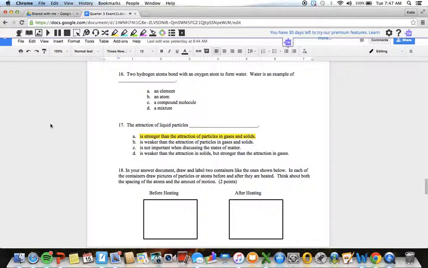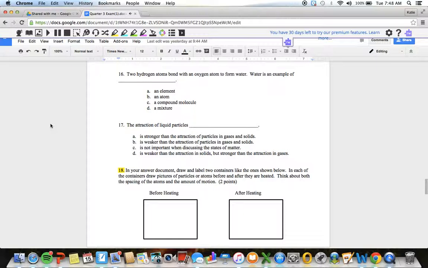17. The attraction of liquid particles A. Is stronger than the attraction of particles in gases and solids. B. Is weaker than the attraction of particles in gases and solids. C. Is not important when discussing the states of matter. D. Is weaker than the attraction in solids, but stronger than the attraction in gases.